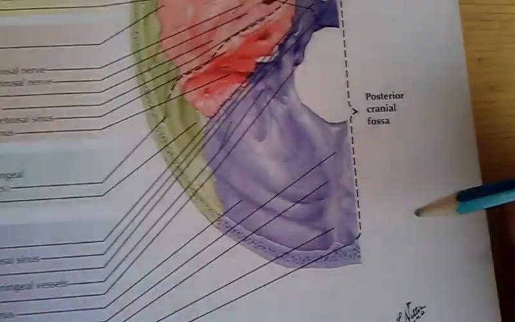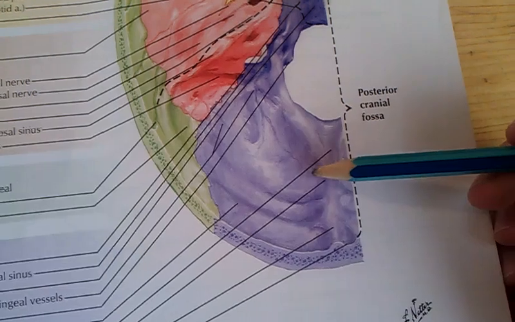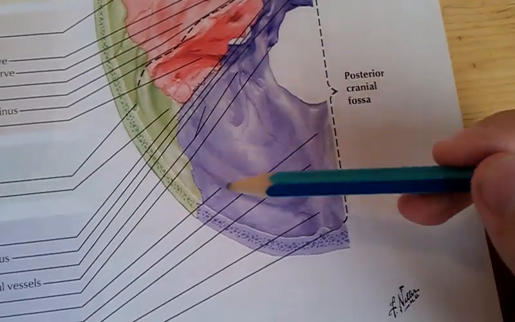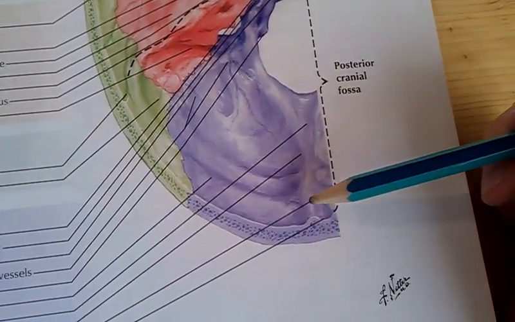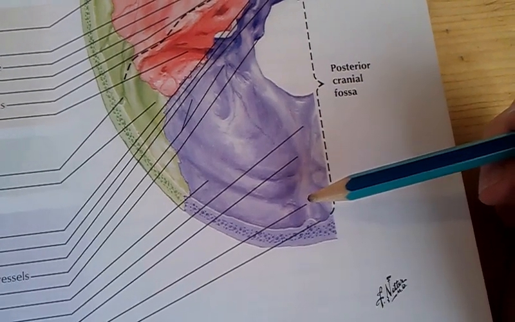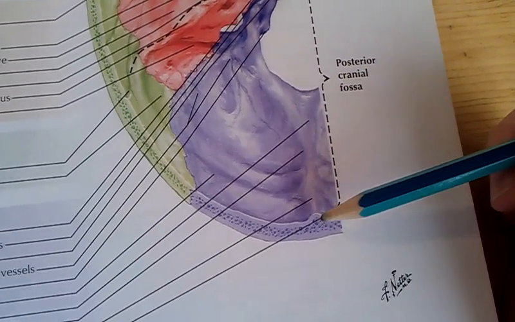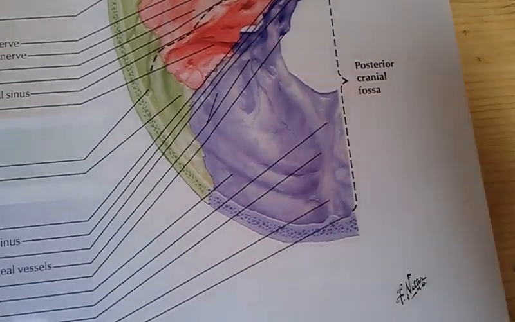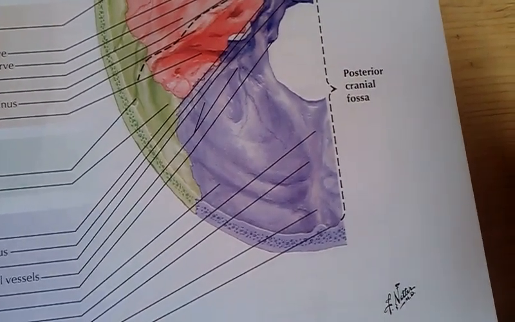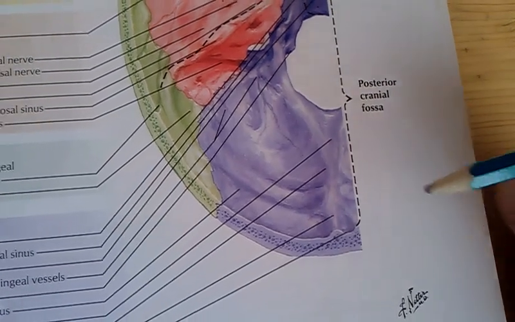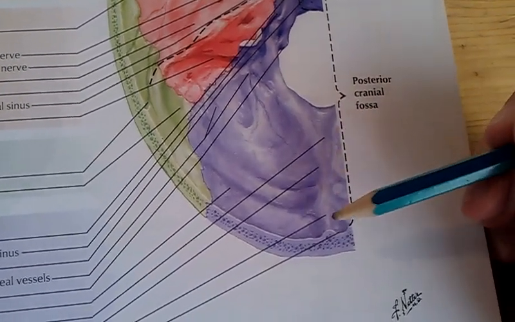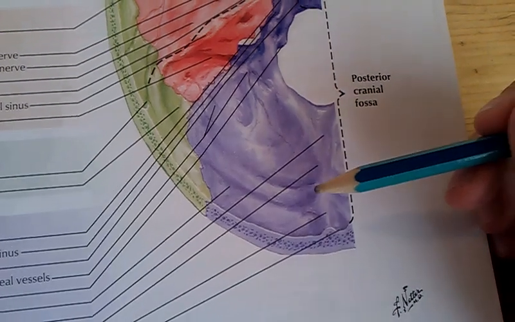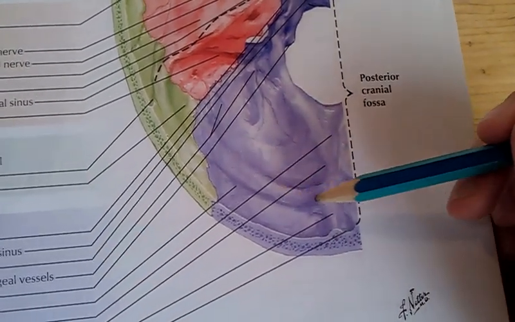The internal surface of the squama is here. It has internal occipital protuberance, sulcus of the superior sagittal sinus, the end of the one from the parietal bone and frontal bone. It has an internal occipital crest and sulcus of transverse sinus.